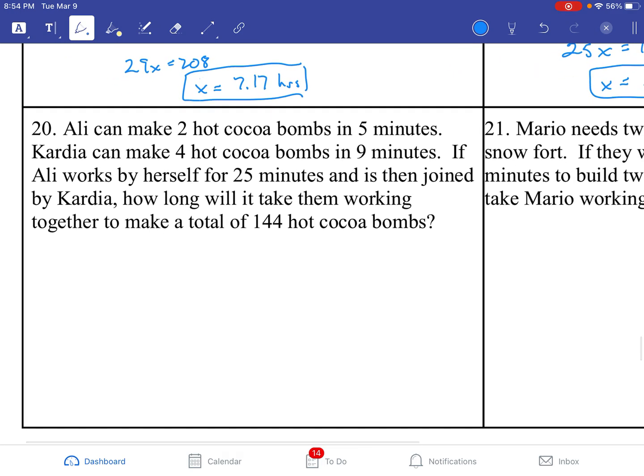Got a couple more of these. Ellie can make 2 hot cocoa bombs in 5 minutes. So we've got cocoa in minutes. Cardia can make 4 hot cocoa bombs in 9 minutes.